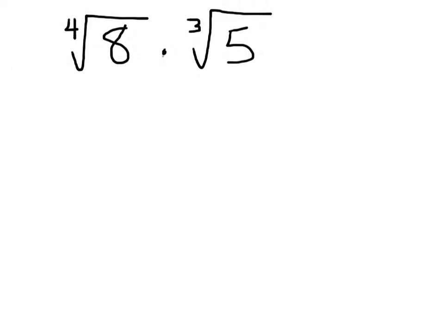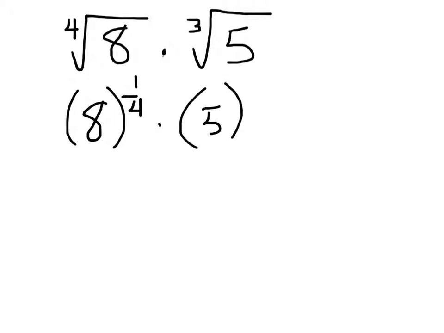So we're going to use the fractional exponents to get these into a final radical expression. So we know how to do this, right? We start out and we put the 8 like this, and we make the fourth root a 1/4. And then we're going to put the 5 like this, and then make that 3 be a 1/3.